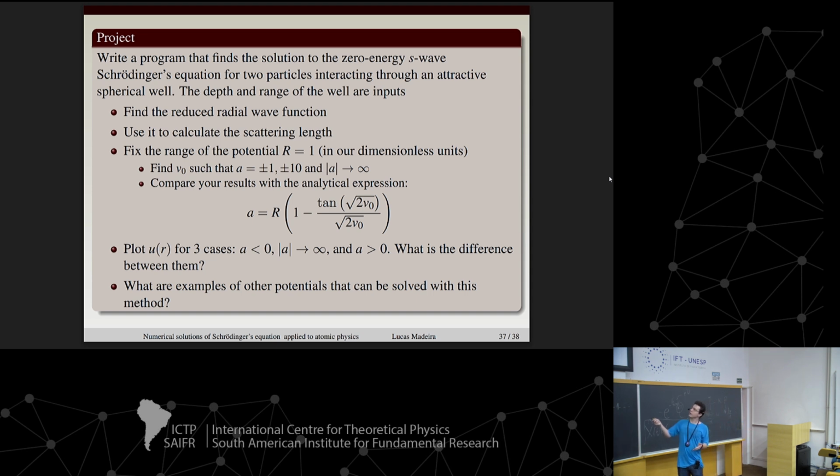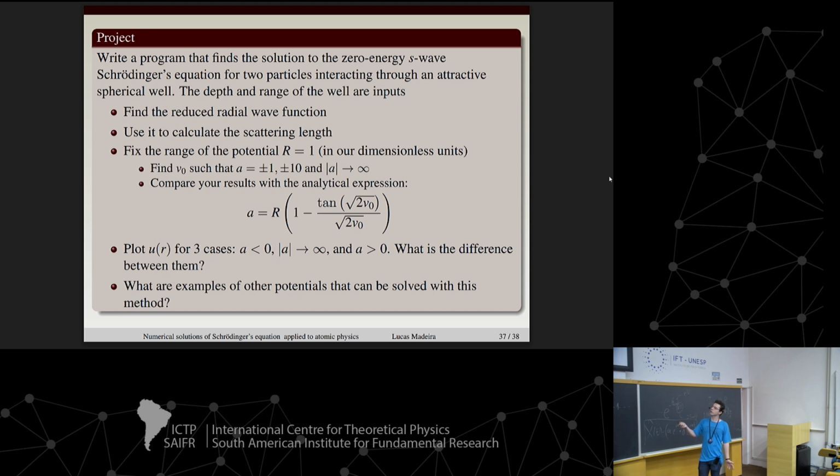And then you have this analytical expression that I wrote to compare your results with and see if your code is working, right? You get the scattering length, but you also get this reduced radial wave function. And I'm asking you to plot this for 3 cases. Plot for a negative scattering length, a positive one, and when it diverges, to see what's going on with the radial wave function, okay? And as always, I leave some questions for you to think about.